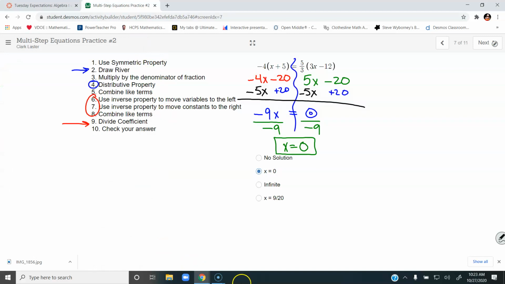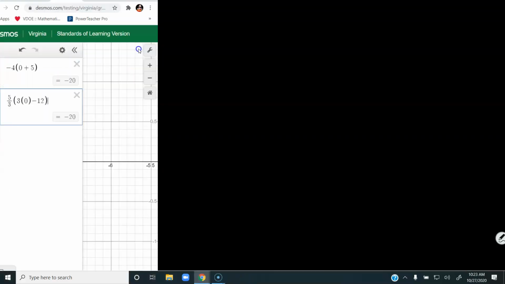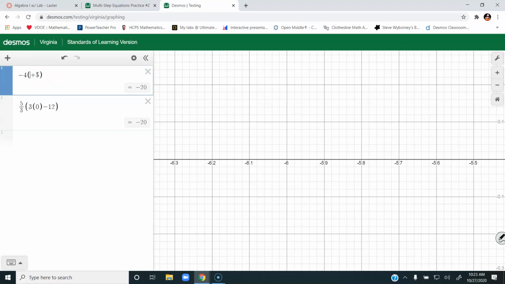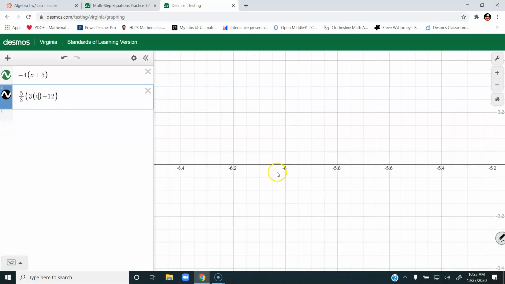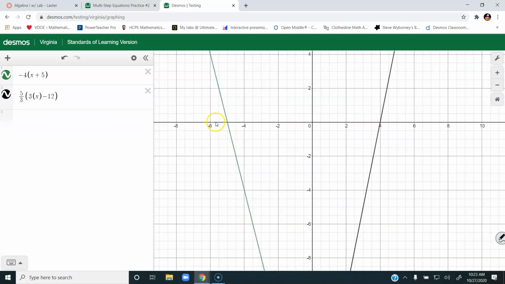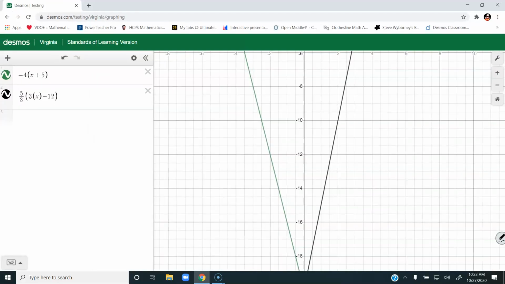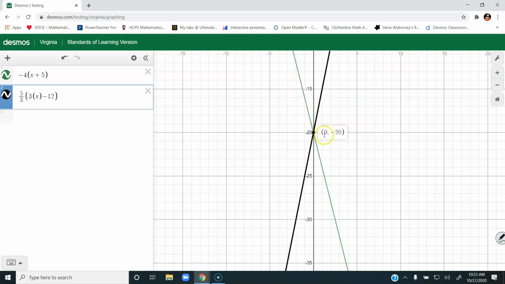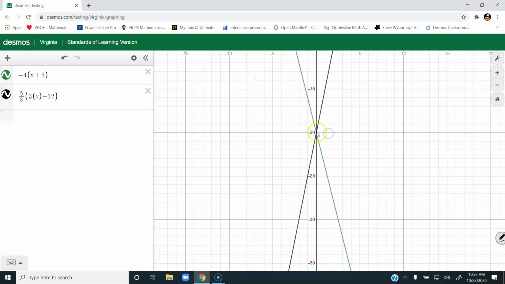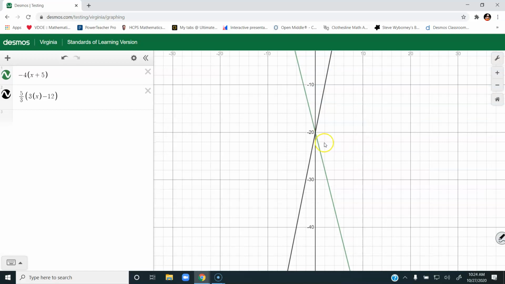But however, if I were to also put this in, but instead of putting in zeros, I put in x's right here, you're going to see that this becomes a line. All right? And this line happens to cross at 0, negative 20. And that's why this x is 0. It is not an infinite, or an infinite line would mean they're the same and they're going over top one another. And a no solution would be that they're parallel, and they certainly are not. They do have a point where they cross.